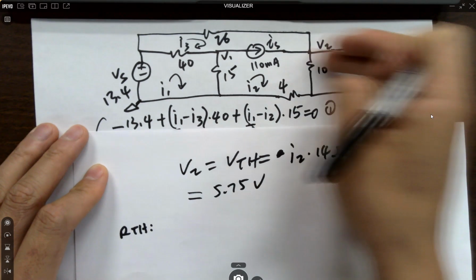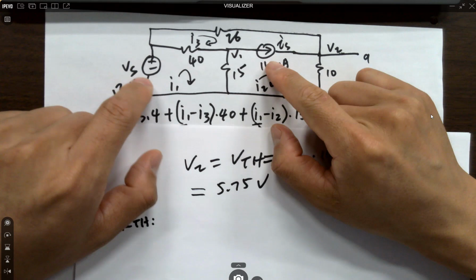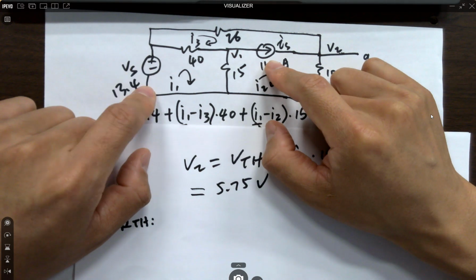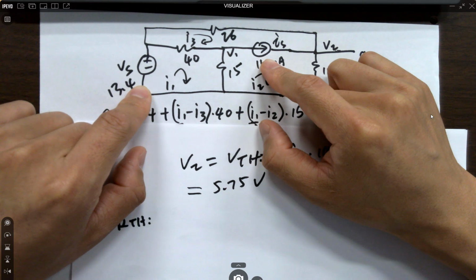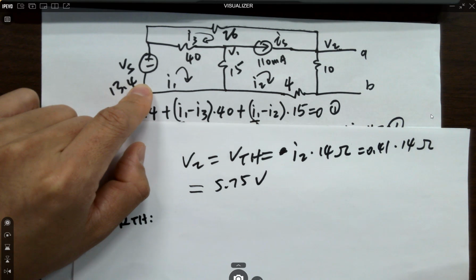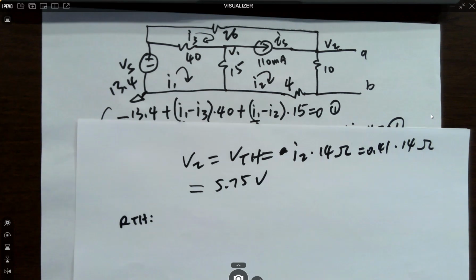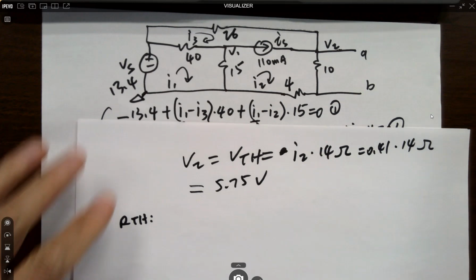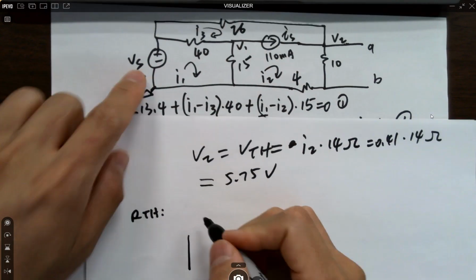So when we look backwards, what should we do for the current source and voltage source? Remember, what are the steps? Step 1 is remove the load. Step 2 is short or disconnect the sources. The current source should be disconnected because it has a pretty high internal resistance. It's equivalent to disconnecting the circuit. For the voltage source, you should short it because it has super low internal resistance. You just replace it with a wire, right? So this guy is replaced by a wire.